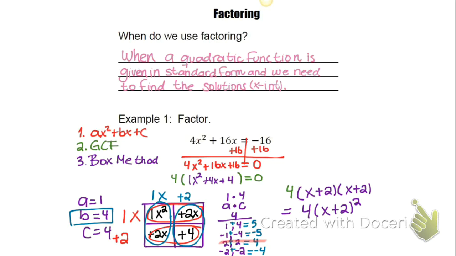All right, now we can go ahead and identify the x-intercept. So we're going to take whatever is inside of the parentheses and we're going to set it equal to 0. So let's go ahead and write x plus 2 equal 0. Now we're going to solve for x. So we get x equals -2, and that is my solution. That's my x-intercept.